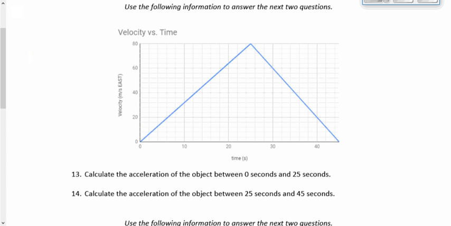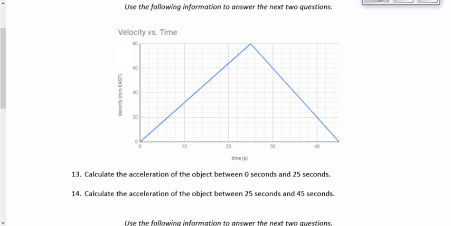All right, let's have a look at question 13. The acceleration of the object between 0 and 25. I suspect that people didn't have a whole lot of trouble with questions 13 and 14. I suspect the trouble came with 15 and 16 for most people. Those were a little bit challenging. Not so much 16, but 15 for sure.